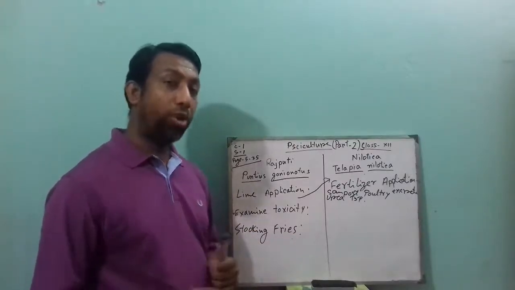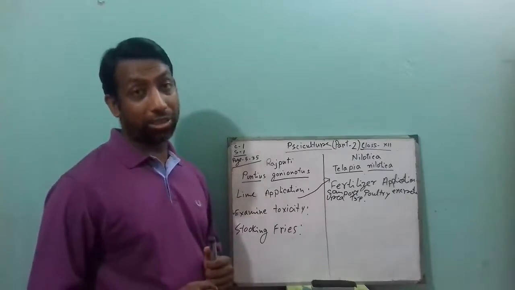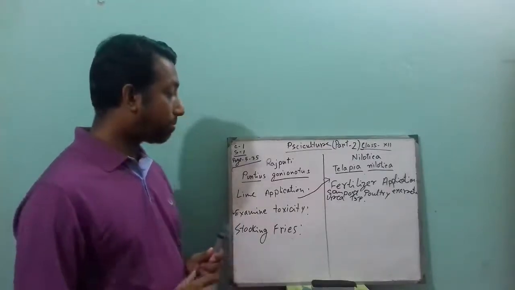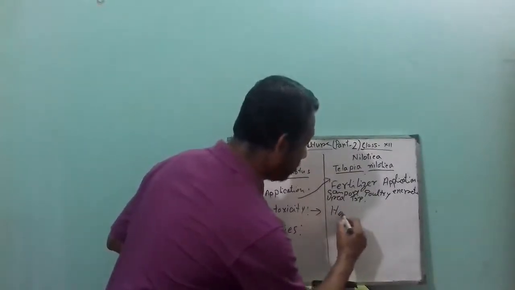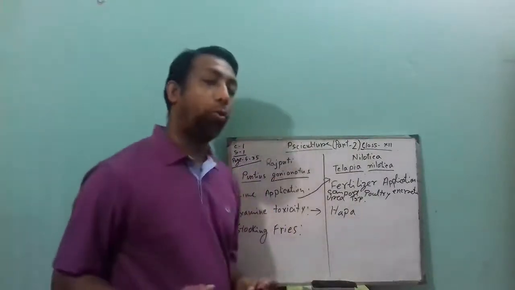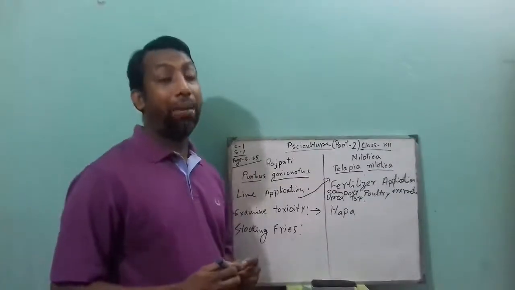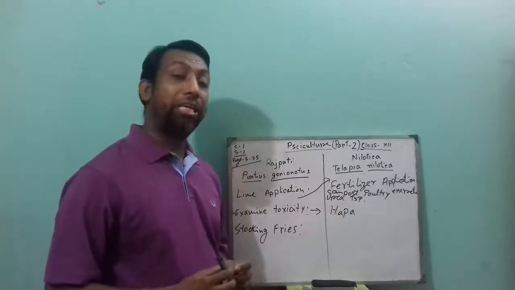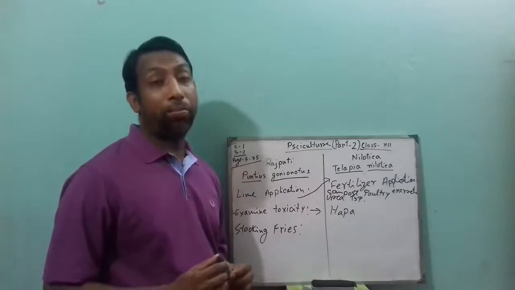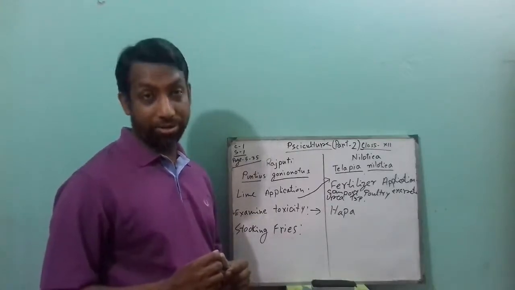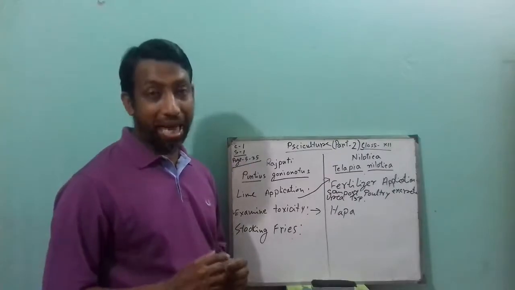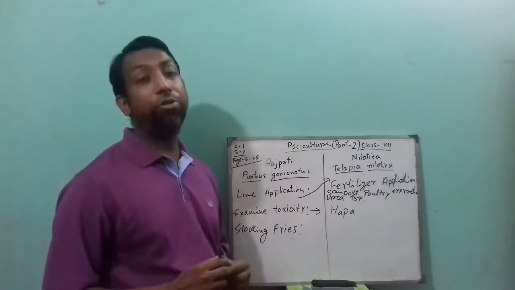There are two ways of testing the toxicity. How? One is using HAPA. What is HAPA? HAPA is where you use a mosquito net or a normal net upside down in a corner of the pond.